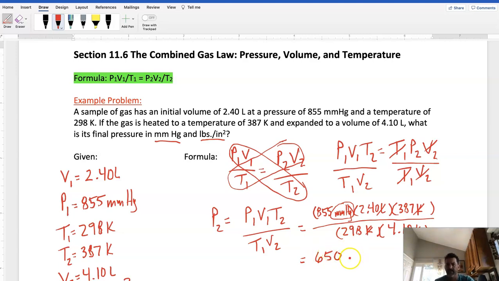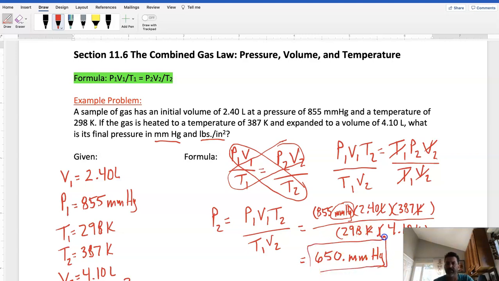650 millimeters of mercury. Okay, now 650, the only problem here is that it only has two significant figures, but we need three. So the easiest thing to do here would be to put a decimal right there. All you scientific notation fans, if you want to do it that way, it would be 6.50 times 10 to the second millimeters of mercury. Okay, so there's our first answer here.